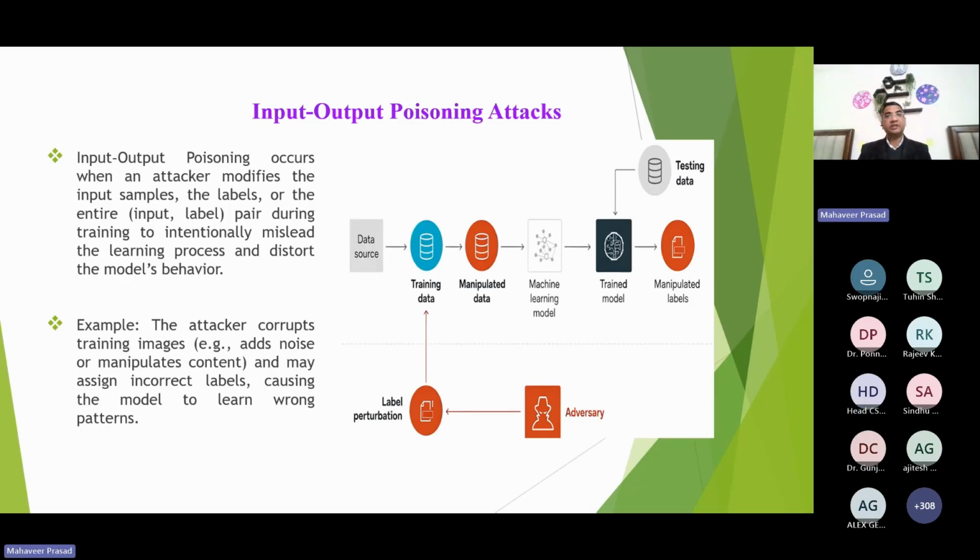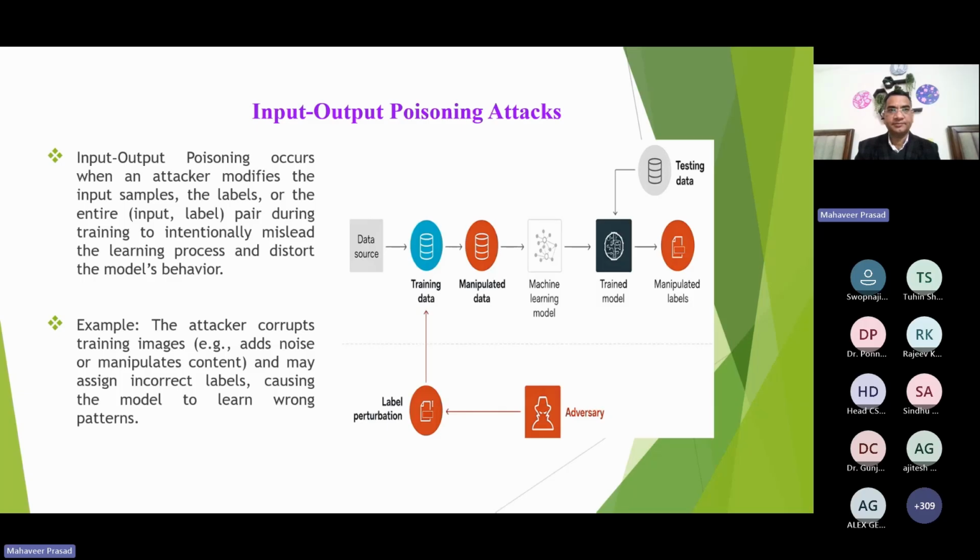So the next one is input-output poisoning attacks. By the name itself, we can infer that both input poisoning and output poisoning are happening here. Now you can see downside, one adversary is sitting here. It is creating some perturbed data and sending that data into the training data. So here we are getting manipulated data. Now your model is getting ready, and the trained model is available here. Now when we are testing, in our output also, this attacker is able to manipulate.